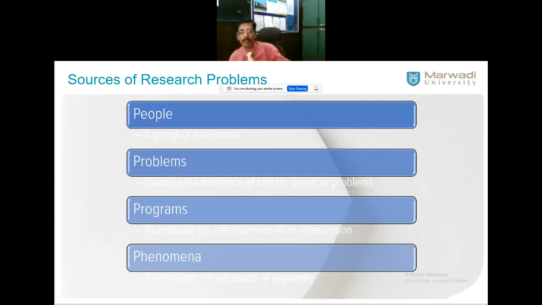Problem itself is a source for you. So what are the problems already existing? If you get to know from them, or if you know from some records of the organization, you can identify the problems out of it. Programs also, right? So what do we do? We do some programs. From that also we can identify. By attending programs like conferences, you come to know some problems out of it.